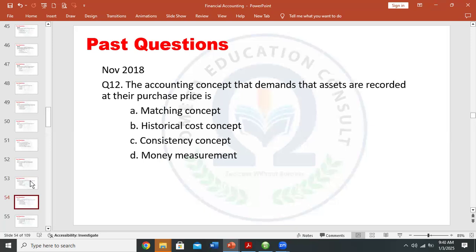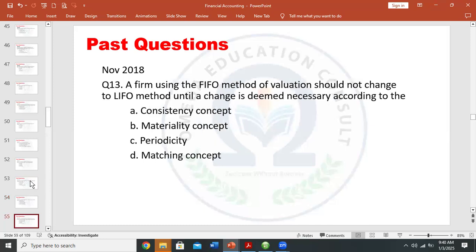The accounting concept that demands that assets are recorded at their purchase price. I think this one, I'll get it myself. Is the historical cost, of course. Okay, that's an easy one.